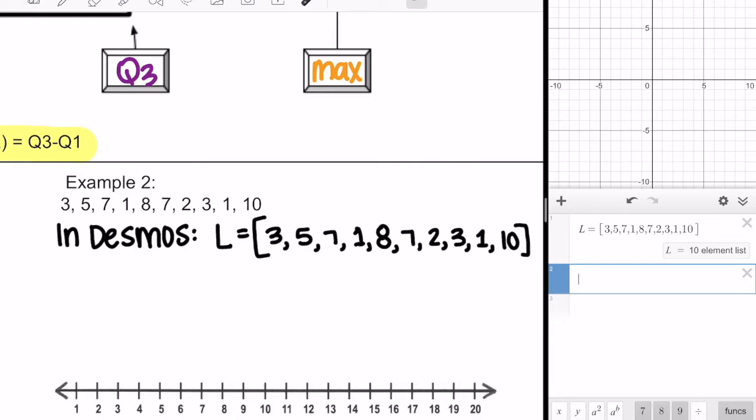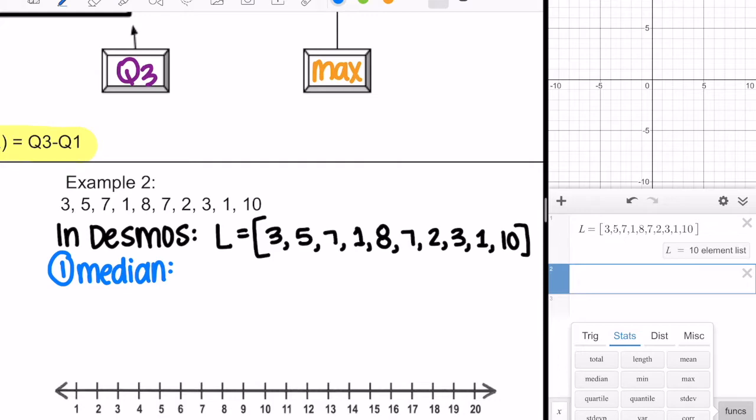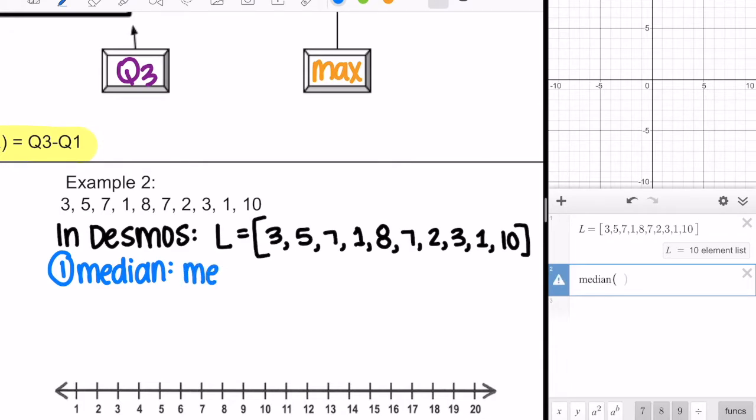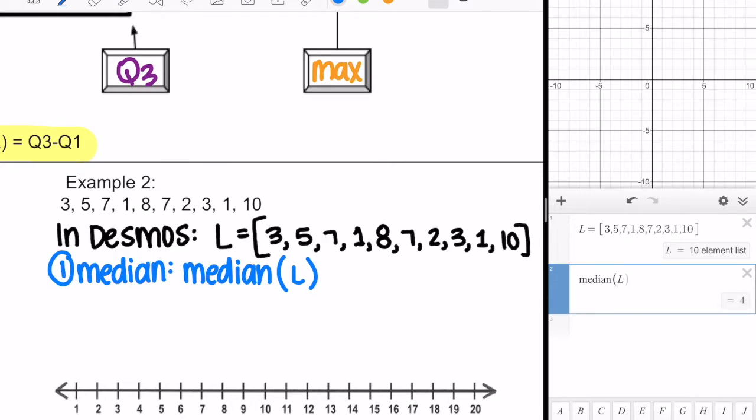Now, in Desmos, you can find the median, so we still need to follow our steps. Step 1, we need to find the median. So in Desmos, when you're looking for the median, you're going to go to Functions, Stats, so you have these different options up at the top. You want to click Stats, and then Median, and it gives you parentheses, and you're going to type L in those parentheses because you want the median of your list. So the median is 4. Okay, so that's going to be where the middle line in the box is.